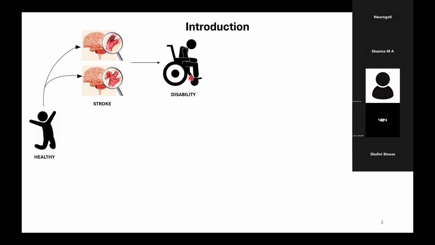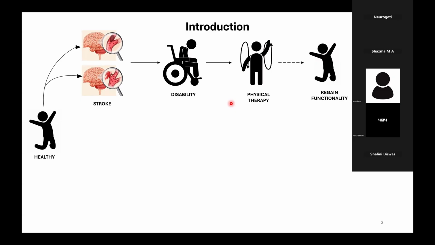This is mostly due to the organization of the brain and the physical features of the blood vessels, which makes the blood vessels that supply mostly to the motor cortical area in the brain weaker and hence more capable of undergoing a stroke than any other blood vessel. Now, the treatment that is administered to overcome this disability is physical therapy. And after many rounds of physical therapy, the patient regains functionality. However, this regaining of functionality is only partial in nature.